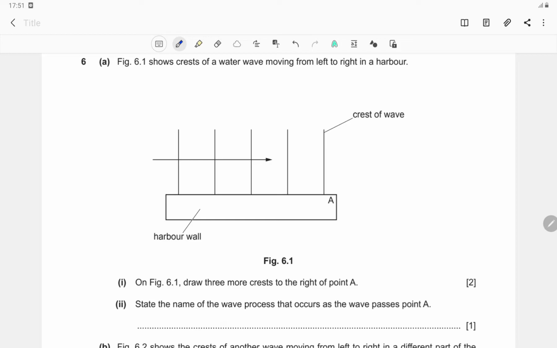Part A. Figure 6.1 shows crest of a water wave moving from left to right in a harbour. On figure 6.1, draw 3 more crests to the right of the point A. So, there is a water wave which is moving and its direction is given. It's moving from left to right. So, this is the direction of water wave which is already given. And you need to draw the next 3 more crests, after point A.